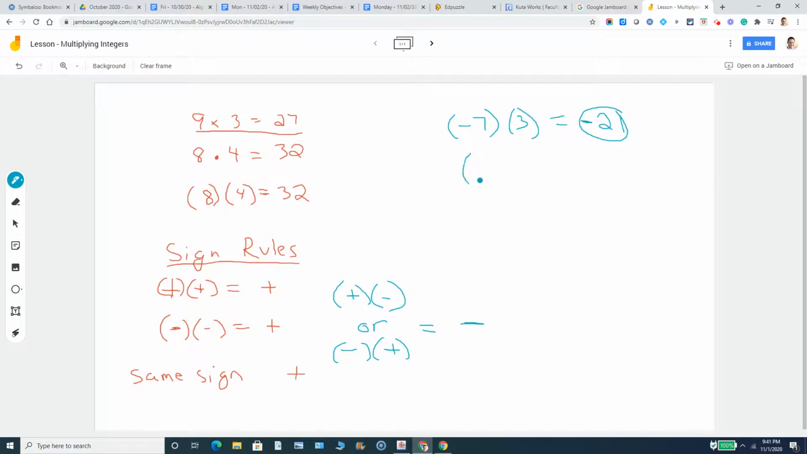Let's say we have negative 10 times negative 6. Well, 10 times 6 is 60, and a negative times a negative is positive. So you don't have to write that plus there. But these numbers, again, have the same sign, so our answer is positive in multiplication.